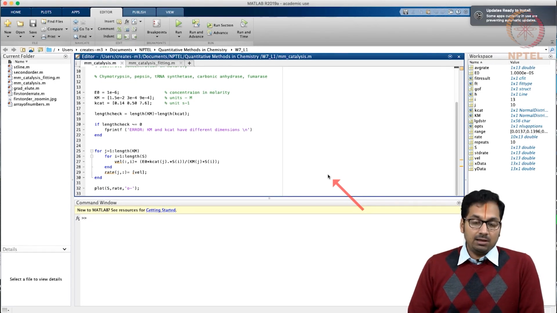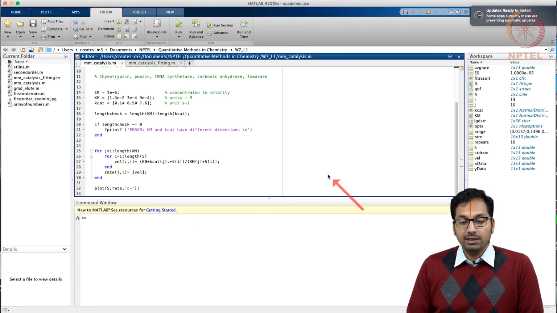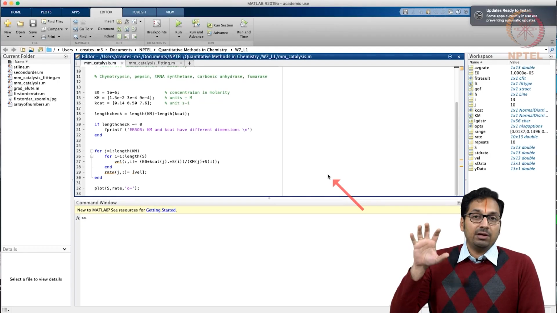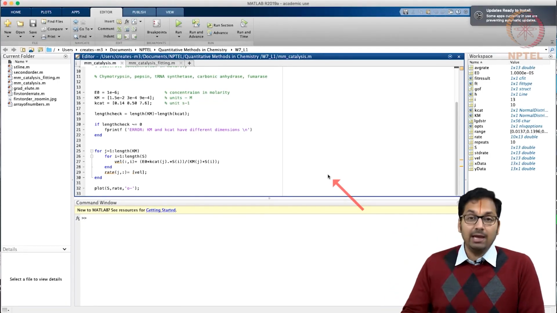In the last class, we were able to see how using MATLAB we could simulate curves that are not just linear curves but also something slightly complicated like the Michaelis Menten curve. And we also realized that once the curve has been simulated, we have a better way of guessing whether we are sampling the right concentrations for a given Km and Kcat.